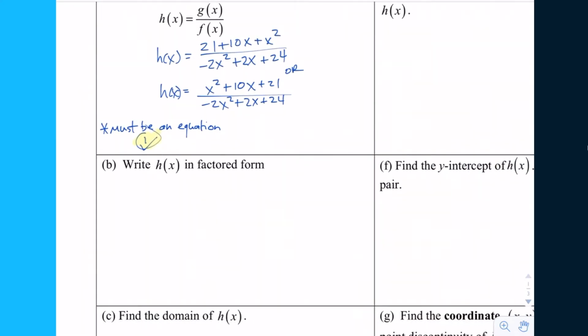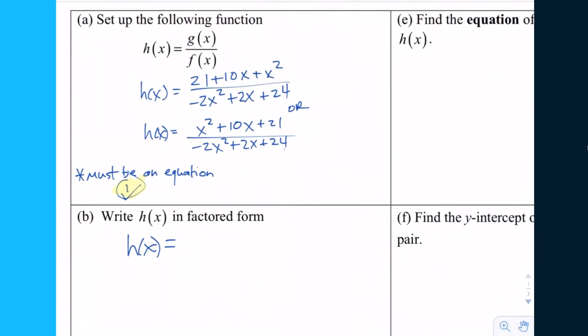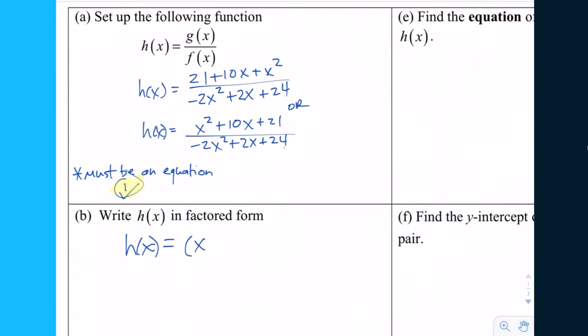All right, part B. Now it says to write h of x in factored form. Guess what we need again? We need h of x equals. Now I'm not going to take off a point again this time, but again, it should be an equation. If you hadn't written in descending order on part A, maybe now's the time you'd want to write it in descending order. The top then would factor, looks like, into, hopefully, right, x plus 3, x plus 7, or x plus 7, x plus 3. I'll give you a separate check for factoring that.